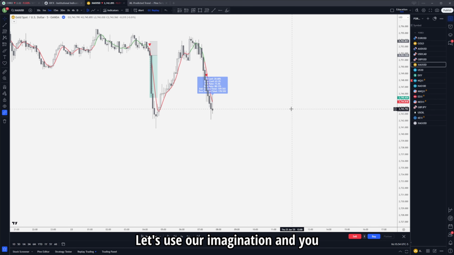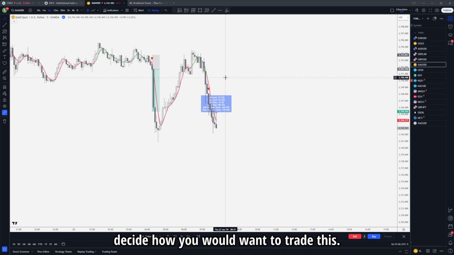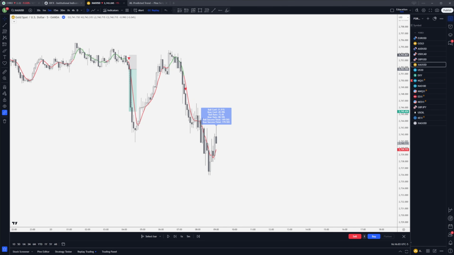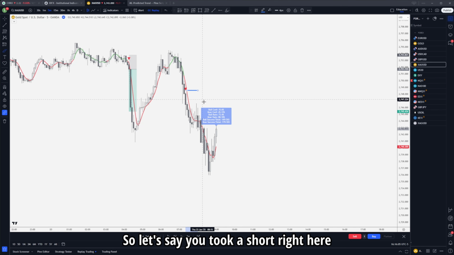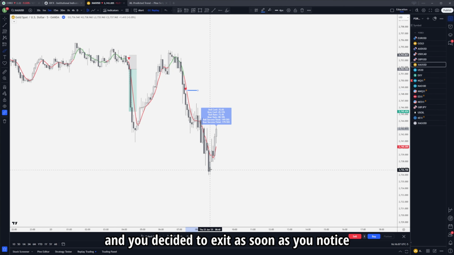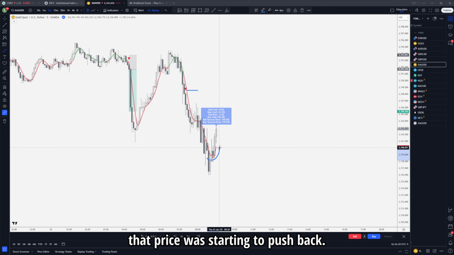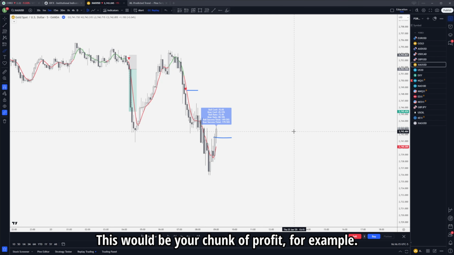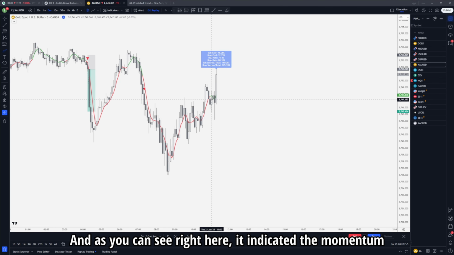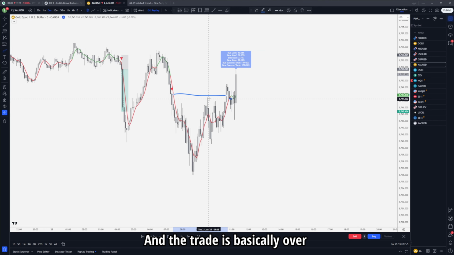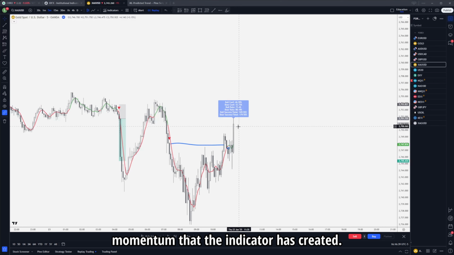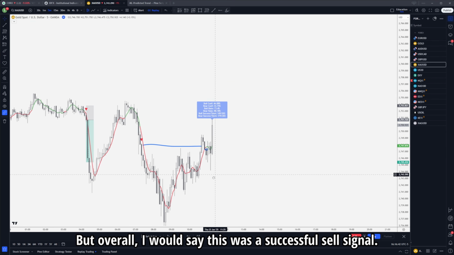Let's use our imagination and you decide how you would want to trade this. As we can see, price does push down quite a bit. So let's say you took a short right here and you decided to exit as soon as you noticed that price was starting to push back and we noticed this curve upwards, which would be right here. This would be your chunk of profit, for example. As you can see, it indicated the momentum has died down and the trade is basically over if you were to follow that momentum that the indicator has created. But overall, I would say this was a successful sell signal.